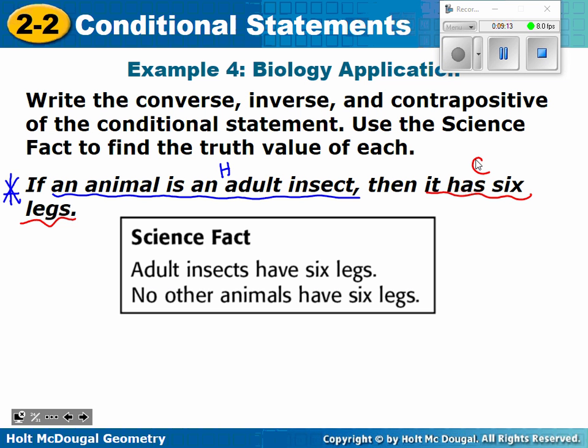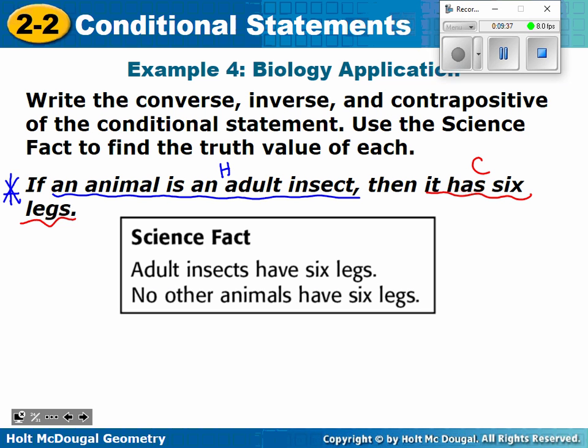All right, you guys are going to read that science fact and decide, are those true or false statements based on your science fact? Okay, so all of them. It said, find the truth value of each. So you're going to start with the conditional. Is it true or false? Then go to the converse, true or false, inverse, contrapositive. Go ahead, talk it out, we'll compare.